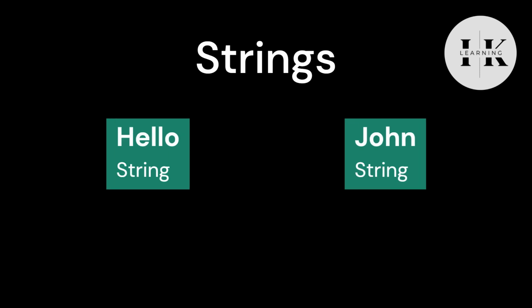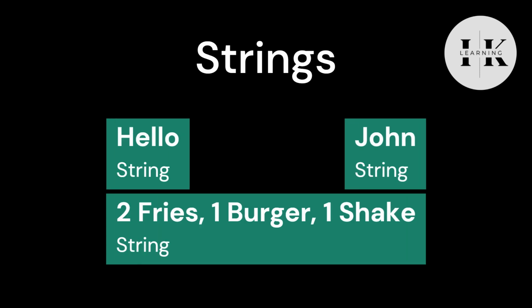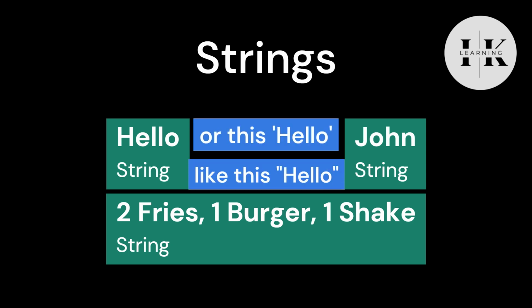So the different data types that we can store inside our variables are strings, like "hello", "John", "two fries, one burger, one shake". All these words, characters, letters, numbers, all of them fit into strings. Now the way that we create a string, if you saw in the example earlier, is we wrap them in double quotes or single quotes. That's how we know that we're using the string data type.